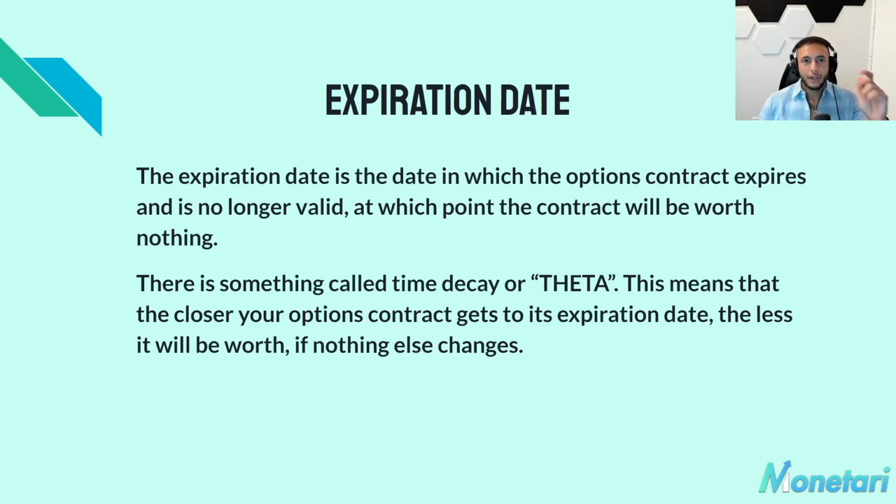Okay, there is something called time decay in options contracts. Specifically, it's called theta. Once you're in the language, you'll understand what theta is, but it's basically just time decay. This means that the closer your options contract gets to its expiration date, the less it'll be worth, if nothing else changes. Because the longer the date is sitting for your options contract, the longer time you actually have to use it. If you pass the expiration date, it becomes worthless, right? So what's the point of using it after the expiration date? Nothing. That's why the closer you get to that expiration date, the less it becomes to be worth.